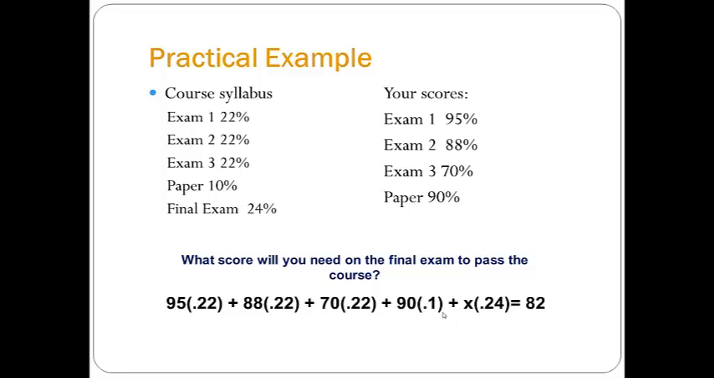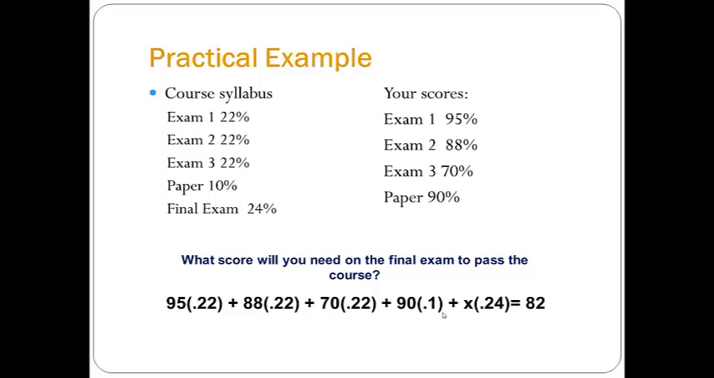here's where we put in the unknown. The unknown is the score needed on the final exam. We do know the weight of the final exam in the entire grading scheme. It's 24% of the total grade. So our equation is entirely set up.